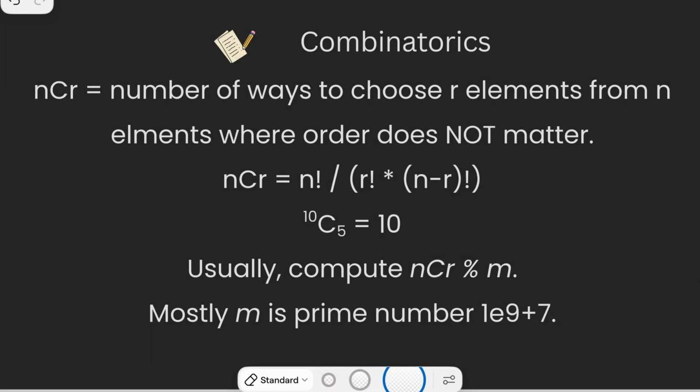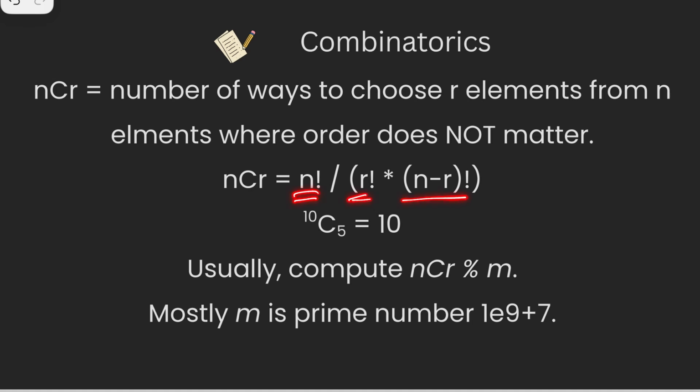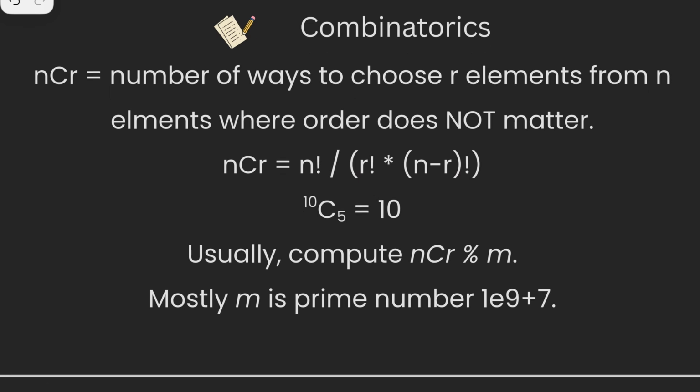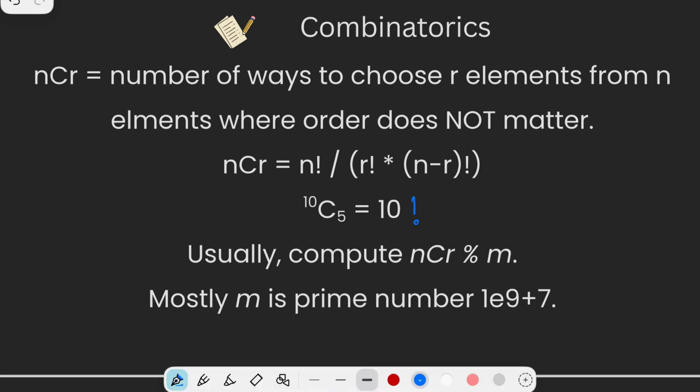Okay, so next is combinatorics. NCR. So what is NCR? Well, it is number of ways to choose R elements from n elements where order does not matter, right? This is basic algebra, so I am not going to deep dive, but the formula is n factorial divided by r factorial into n minus r factorial. It's very simple. So 10C5, it will be 10 factorial divided by 5 factorial into 5 factorial.